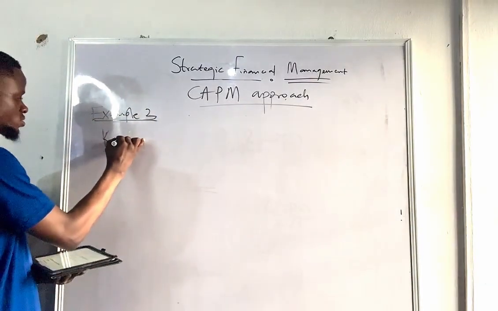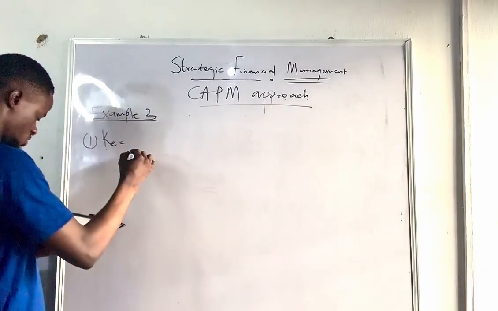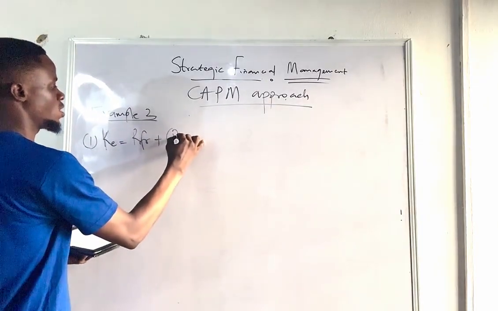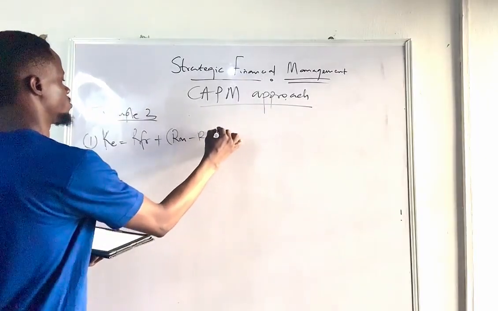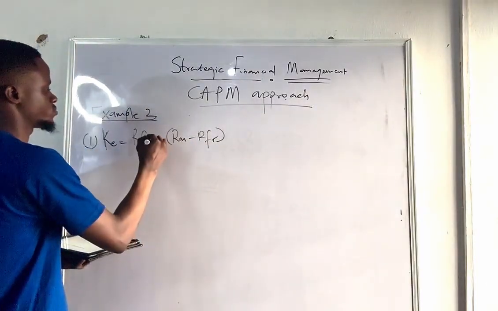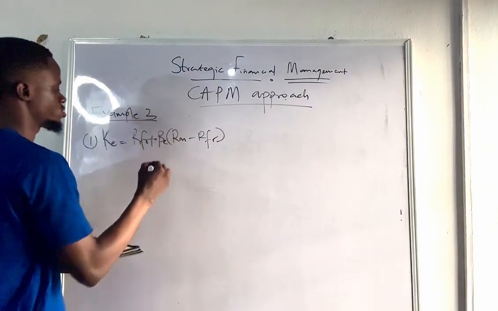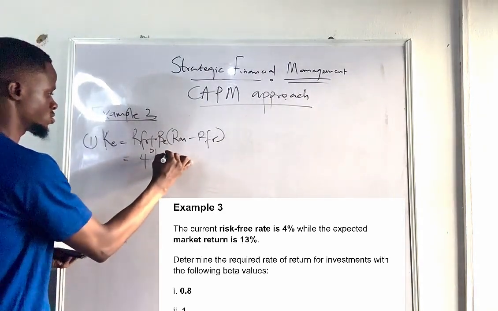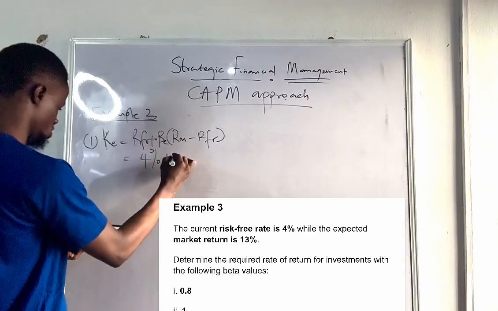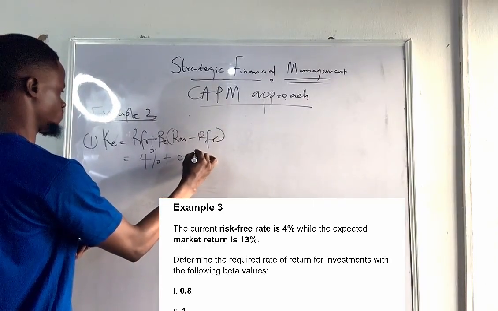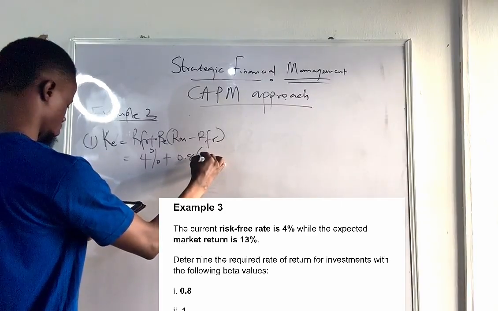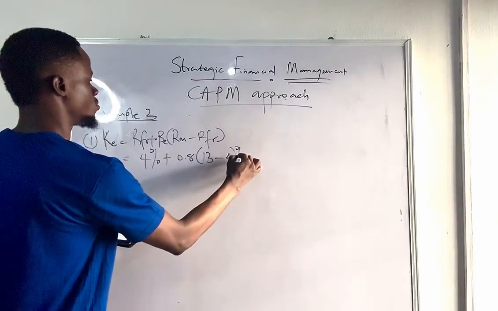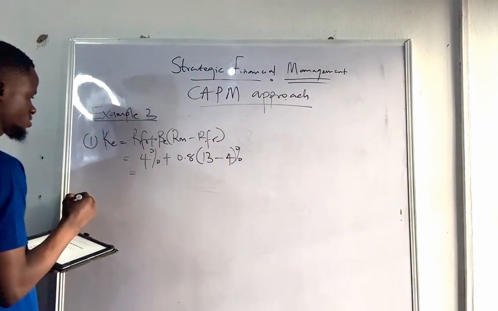different risk, right? For number 1, what is the risk-free rate? This is the formula, plus RM minus risk-free rate, times beta equity, right? So for the first one, 4% plus, what is the beta for the first one? It is 0.8, right? Brackets 13 minus 4%. So whatever the answer is, right?